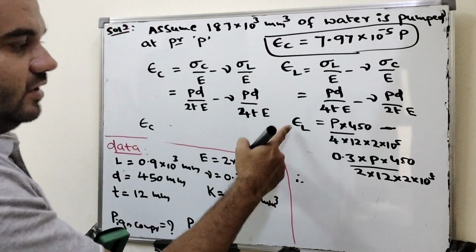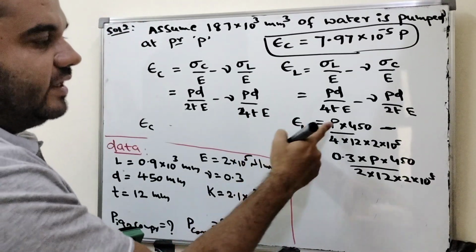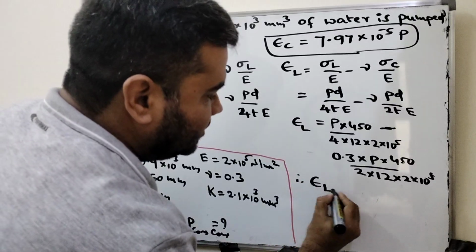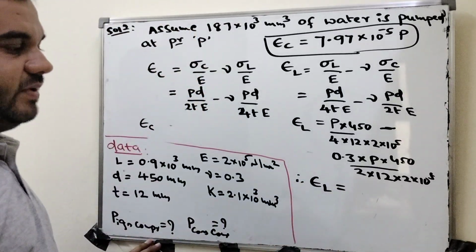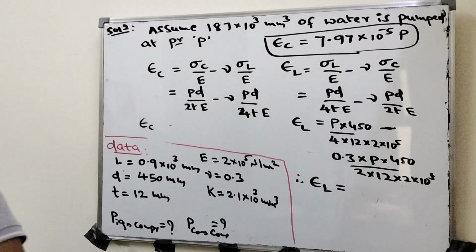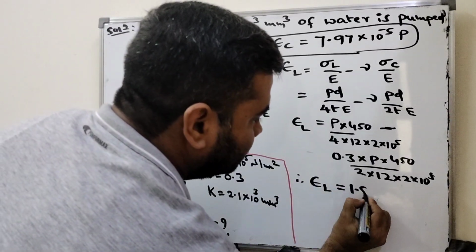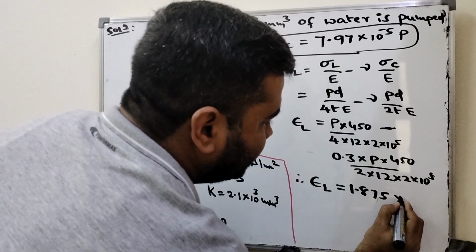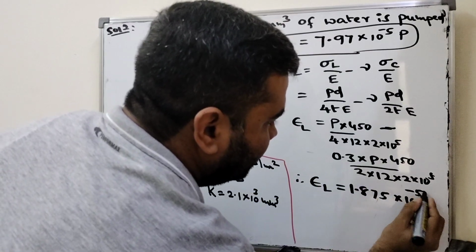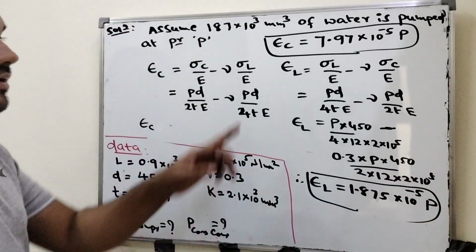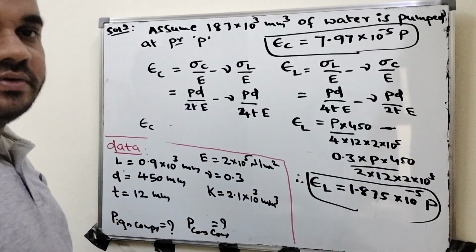So now the longitudinal strain, we don't know this one, and P is the unknown value. Therefore keep it as it is. Longitudinal strain is in terms of P. So after simplification, 1.875 into 10 raised to minus 5 P. It is in terms of P. Okay. Now we calculated the circumferential strain and the longitudinal strain.